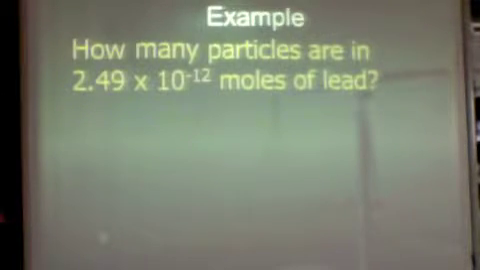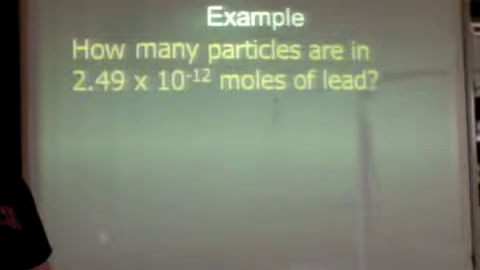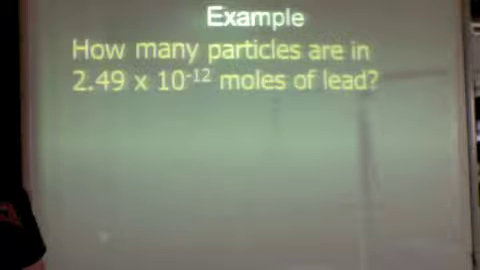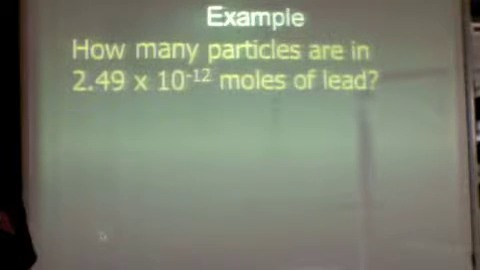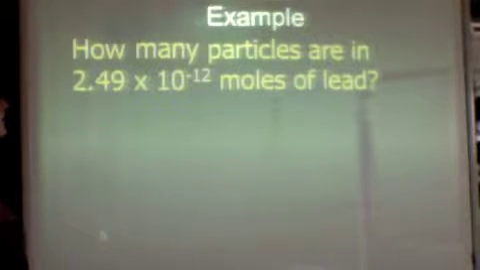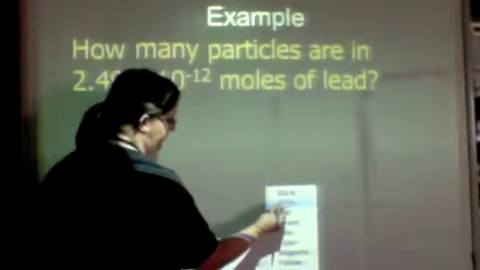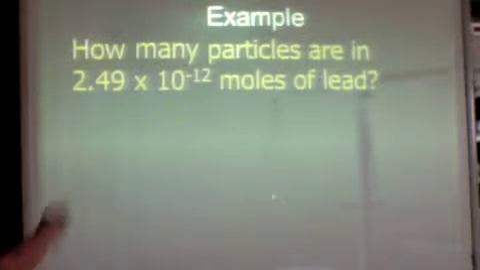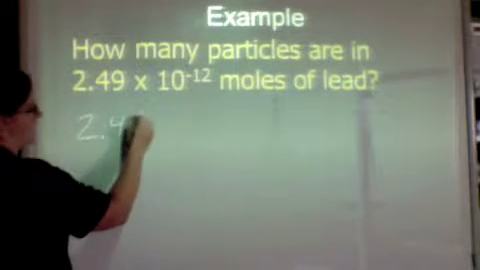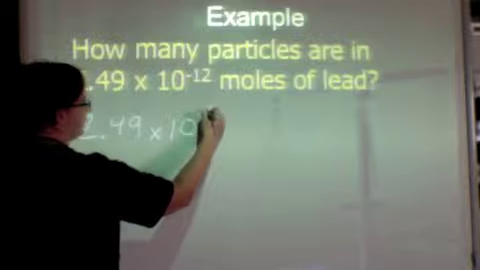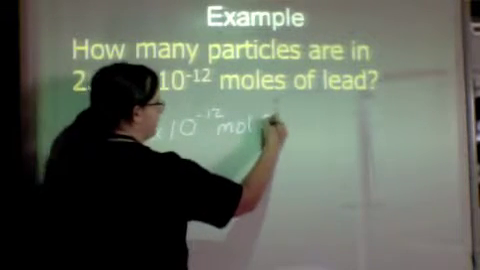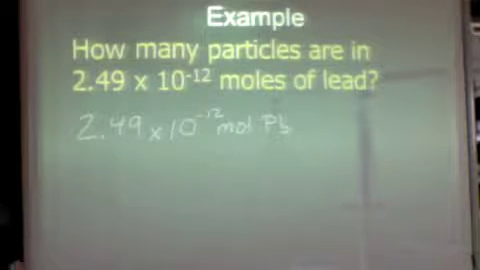So what we're going to do is think back to Unit 1 when we did conversions. The same thing here, we're going to take these conversions that we're going to learn today and plug them into the math problems that we're going to go over. So the question's asking how many particles are in 2.49 times 10 to the negative 12 moles of lead. Just like we did back in Unit 1, you are going to start by writing your given. So in this case, we're given 2.49 times 10 to the negative 12th moles of Pb. You always start by writing your given. So that's our given.